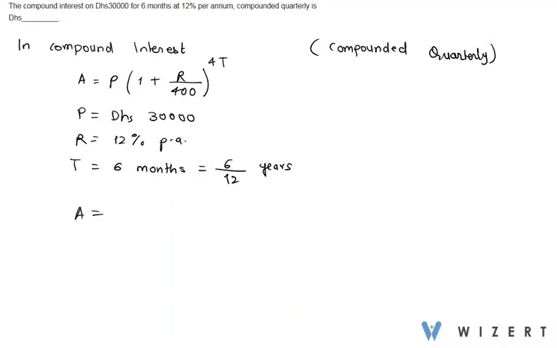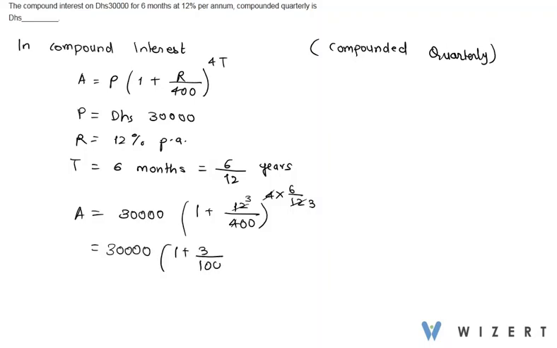So we get amount is equal to 30,000 multiplied by 1 plus 12 by 400 to the power 4 multiplied by 6 by 12. Now this reduces to 3 and this reduces to 3. So what do we get? We get 30,000 multiplied by 1 plus 3 by 100 to the power 6 by 3, which means 3 ones are 3, 3 twos are 6. So we get to the power 2.